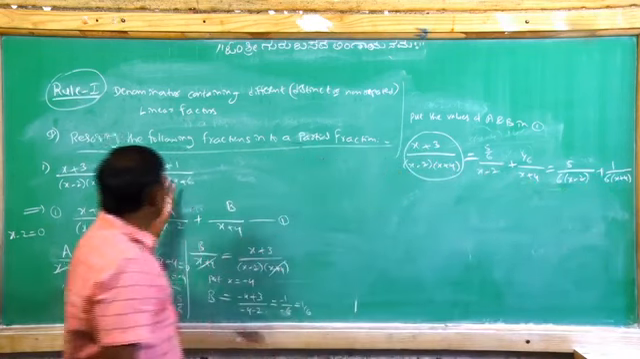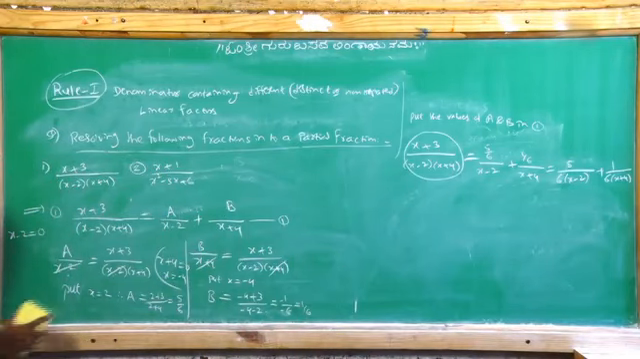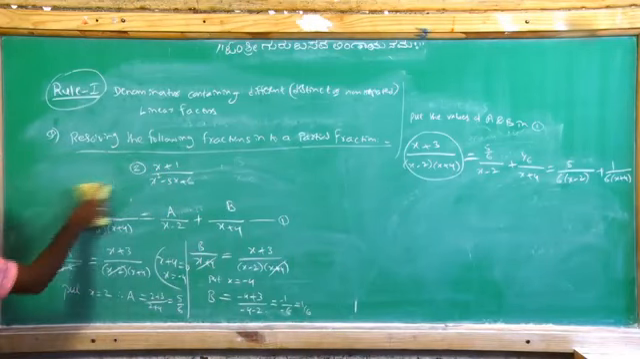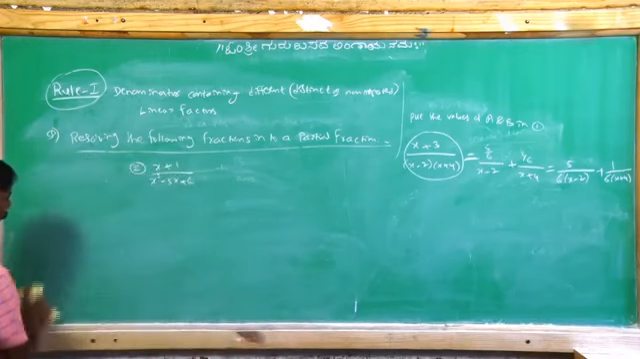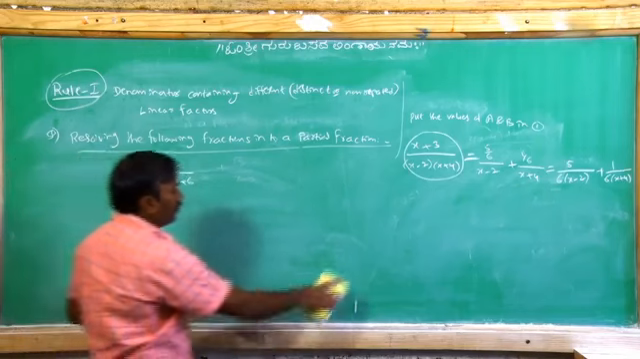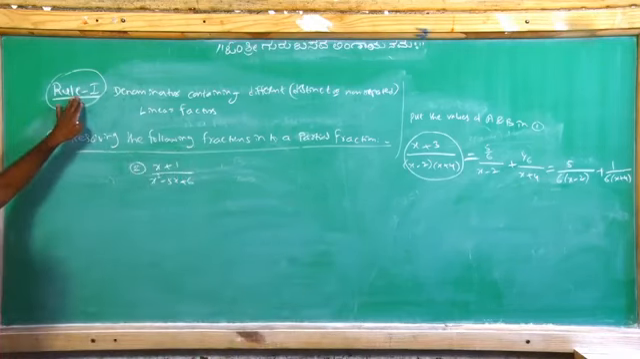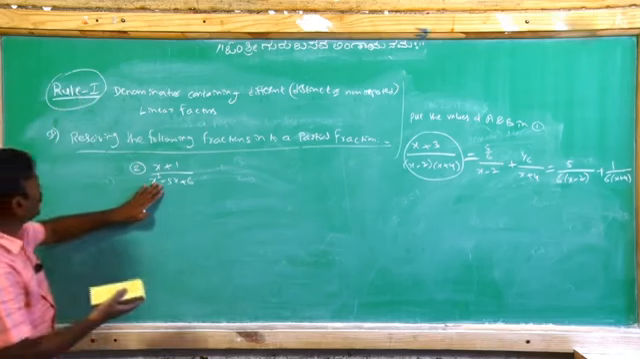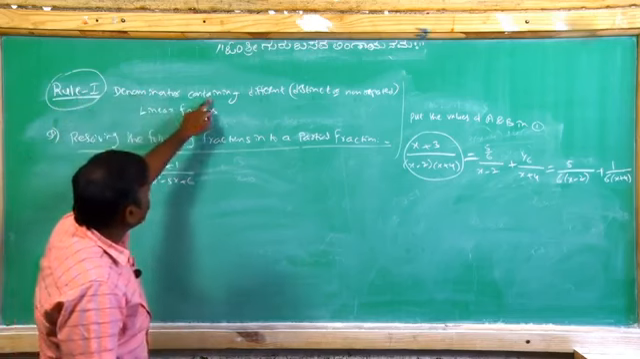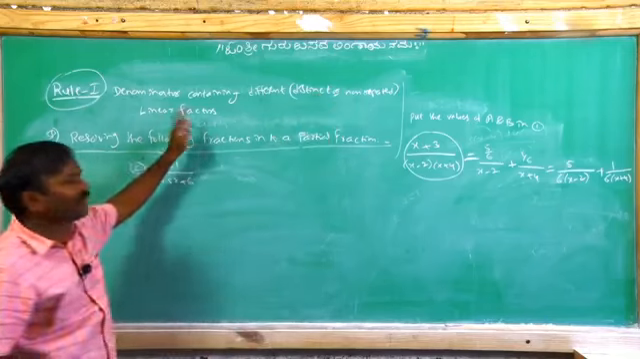Take one more example. So what are the conditions? Before using rule 1, first see whether the fraction is proper or not. If the fraction is proper, then the condition is that the denominator must contain different, distinct, or non-repeated linear factors.